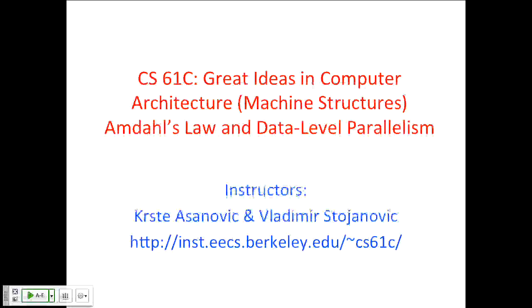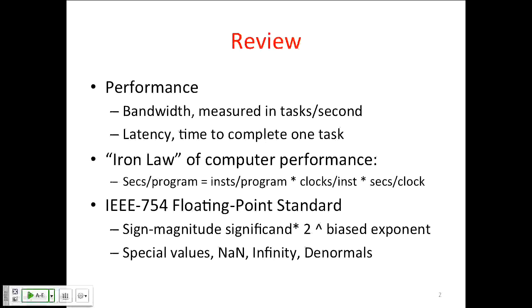All right. Okay, so just to remind you what we did, a week and a half ago, last lecture, we looked at performance, and remember, there are two different measures. One is bandwidth or throughput, which is how many tasks per second, how many units of work per second you do. And then there's latency, which is the time to complete a single task. We also looked at this iron law of computer performance, which is a way of breaking apart the time it takes to run a program.